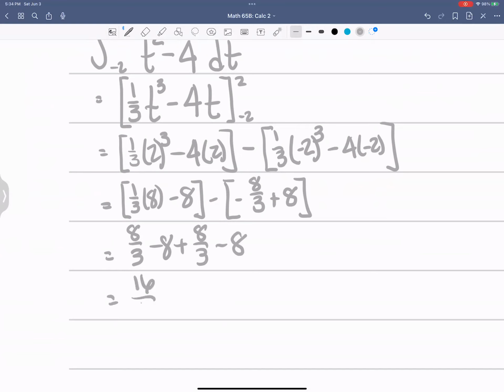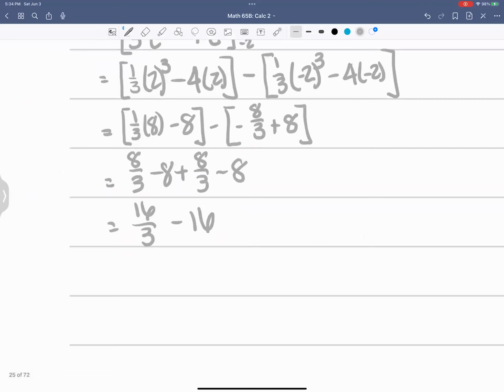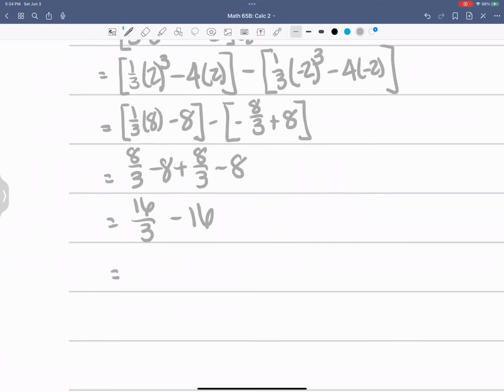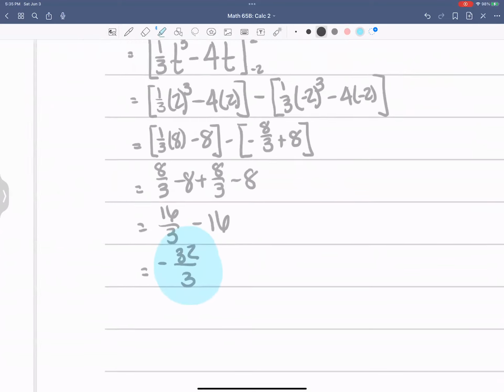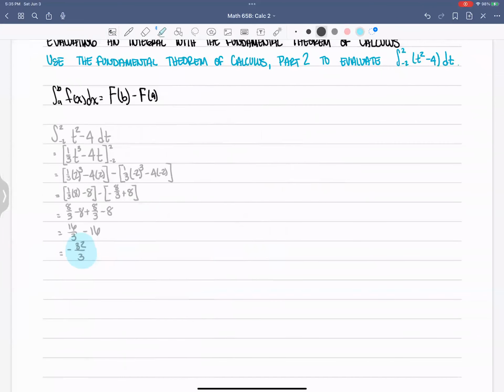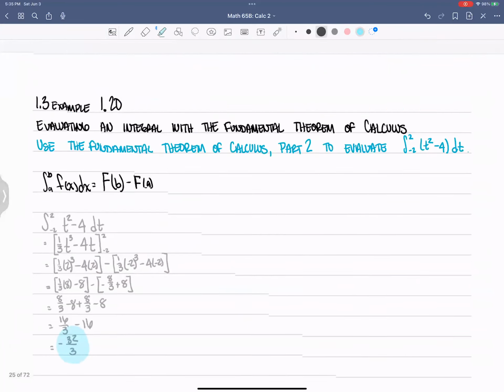So 16/3 minus 16, which ends up being, let's see, where are we? -32/3. There we go. That's our value right there. That's the value of that integral.